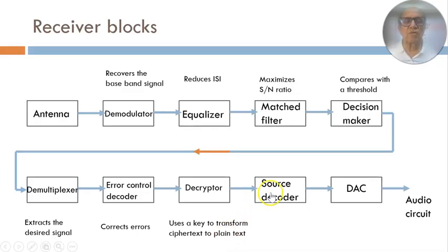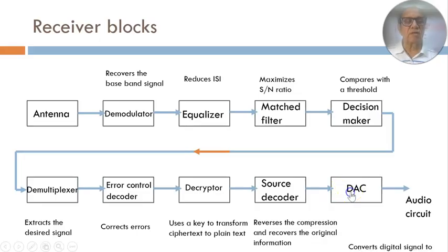Then you have a source decoder. Remember, source encoding was done at the transmitter, so you have to do the inverse operation at the receiver, and this reverses the compression and recovers the original information. So the output of the source decoder now goes to a digital to analog converter. You get your analog signal here, and it will go to an audio circuit. So that is how the signal is processed in the receiver, right from antenna to the audio circuit.